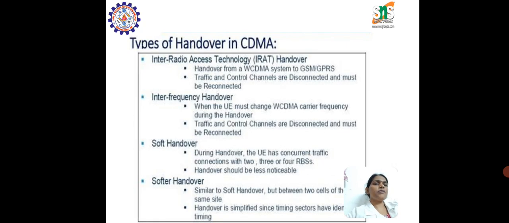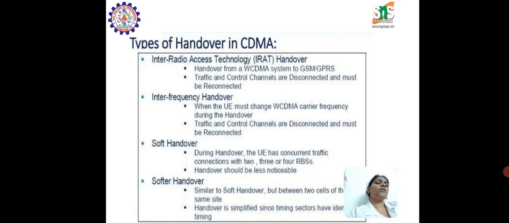And next are the types of handover in CDMA. So we have four types of handover. The first is inter radio access technology handover, which means handover from WCDMA to GSM, and the traffic and control channels are disconnected and may be reconnected. And inter-frequency handover is where the user equipment must change the CDMA carrier frequency during the handover. Here the traffic and control channels are disconnected and must also be reconnected.